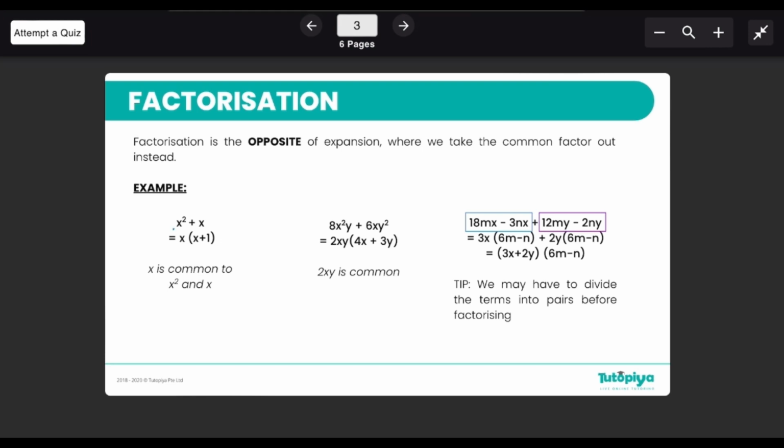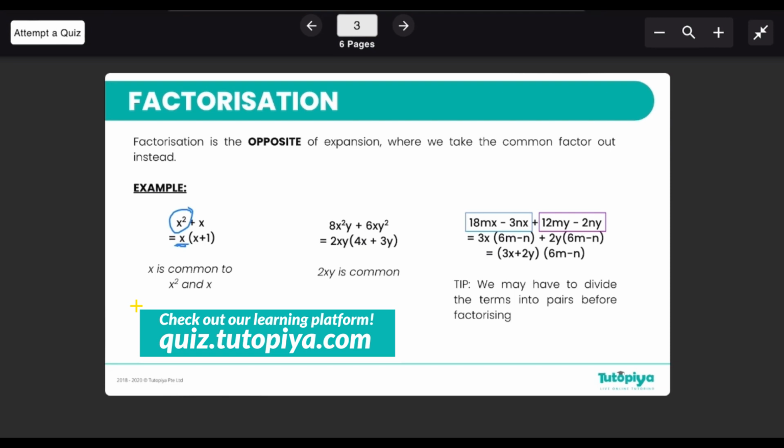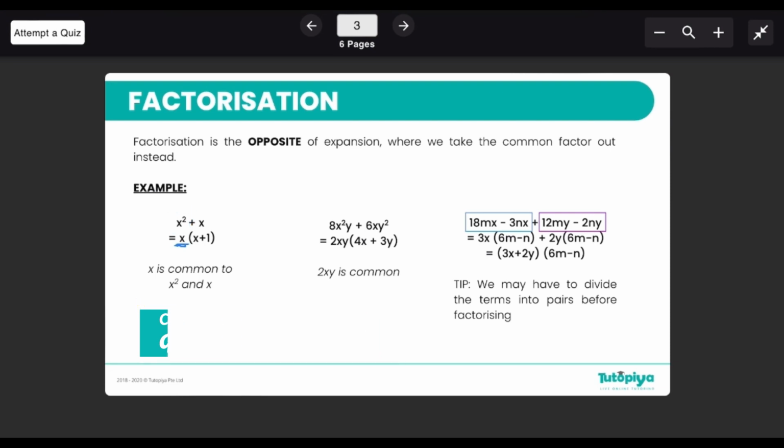So for example, if you look at the first one, which is x squared plus x, you can see that both terms have a common x in it. So I'm going to pull out that x outside the bracket. What does that leave me with? Well, I need x squared. So that leaves me with another x for the first term. And since I've already taken the x out of the second term, that just leaves me with 1. So x into x plus 1 is the factorization of x squared plus x.